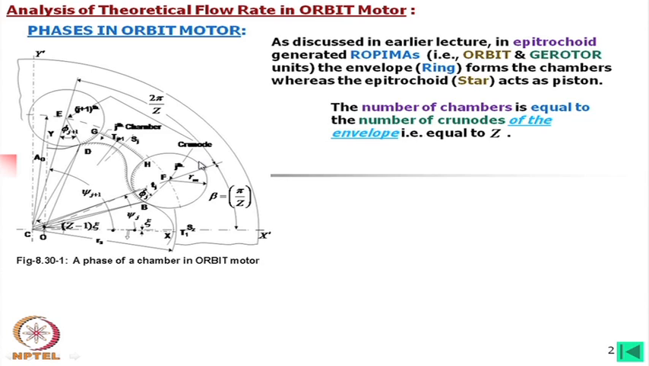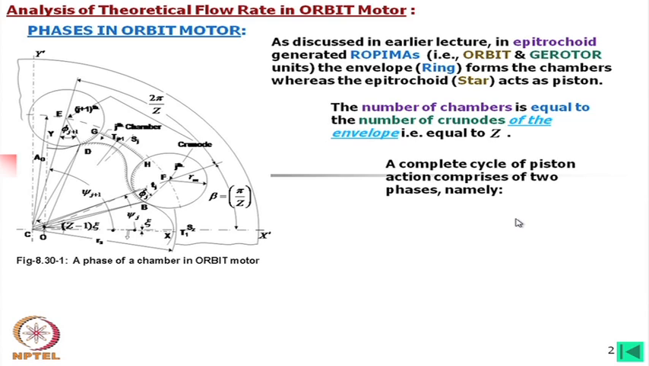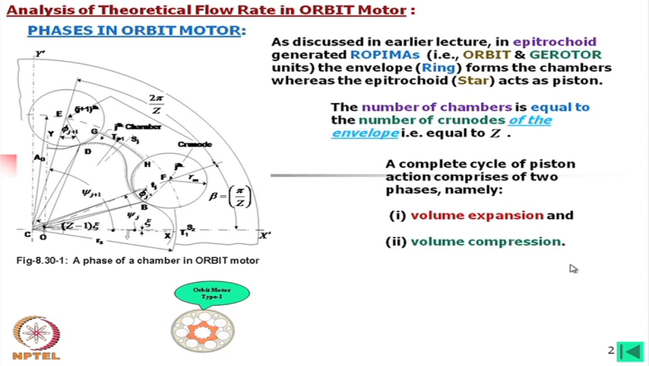Again, in earlier discussion we have seen that the ripple is less in the case of an odd number of chambers. So while we discuss all the formulations, we have to be careful, as the formulations are such that Z is always an odd number. That means the number of chambers is always odd. A complete cycle of piston action comprises 2 phases, namely volume expansion and volume compression. Let us look into this.